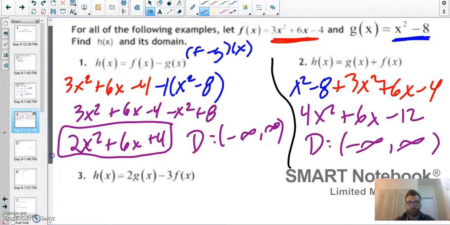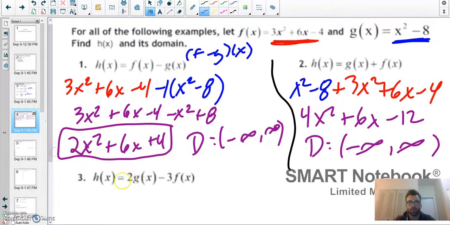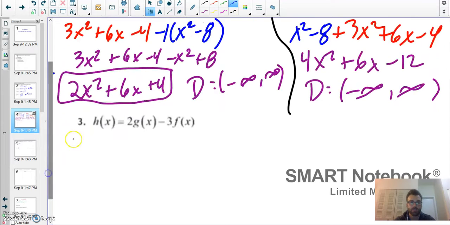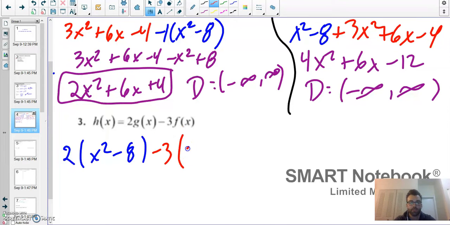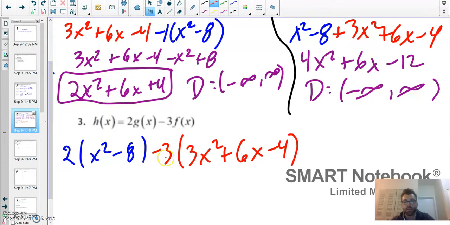Here we go. Notice we have 2 times g of x minus 3 times f of x. So 2 times g of x minus 3 times f of x. And notice again that I put that f of x in parentheses. Even if the 3 was not here, I would still put that in parentheses. So now we do a little distributing.